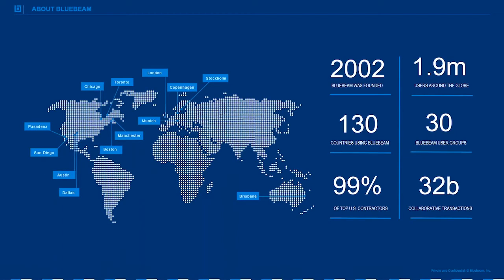This is a map of, well, sort of the world, I guess, minus maybe the Arctic and Antarctic. And the company got started in 2002 to provide a product for architects, engineers, and contractors that there weren't any other solutions for. At this point, they have approximately 1.9 million users around the world in 130 countries.